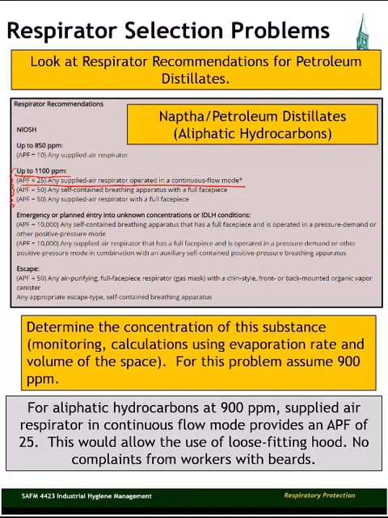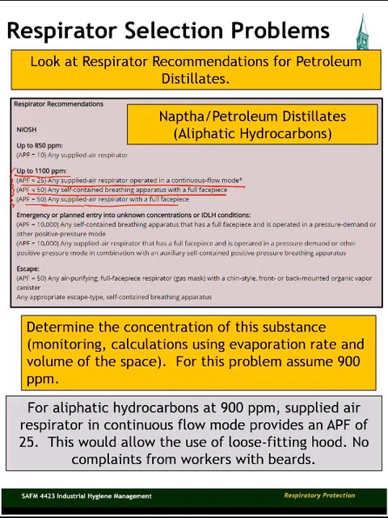respiratory protection device. Again, if you really needed to, you could go up to a self-contained breathing apparatus with a full face piece, which gives you an APF of 50. Or you could go up to a supplied air respirator with a full face piece, also giving you an APF of 50. But at this concentration, 900 parts per million, you don't need to. And from a practical standpoint, that continuous flow mode supplied air respirator with a loose hood is going to be more effective.